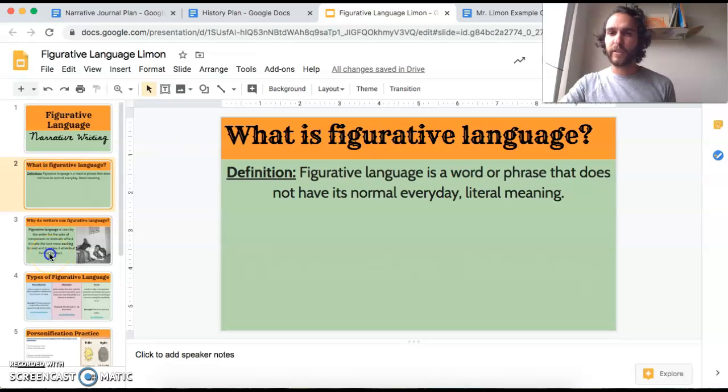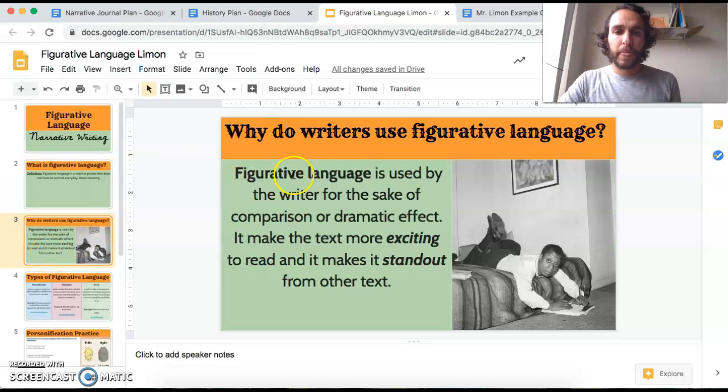Why should we use figurative language? Well, writers typically use figurative language for the sake of comparison or dramatic effect. It makes the text more exciting to read and it makes it stand out from other text, which means the beginning of your paragraph can be really boring and the end of your paragraph can be sort of interesting, but if you have this one line in the middle that uses figurative language, it's going to stand out from the rest of that paragraph. Same with your story. Just makes it more interesting to read.